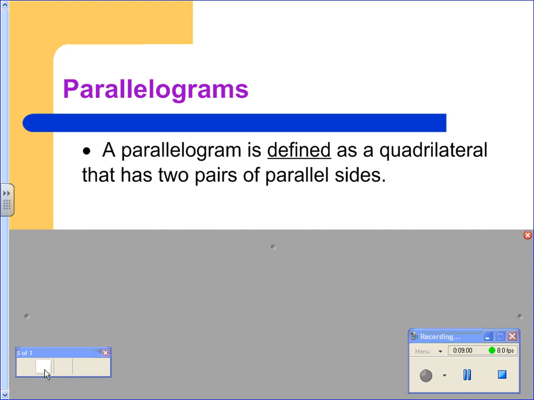All right, so parallelograms. They are defined as a quadrilateral. Y'all know what a quadrilateral is? It has 4 sides. It has 2 pairs of parallel sides.